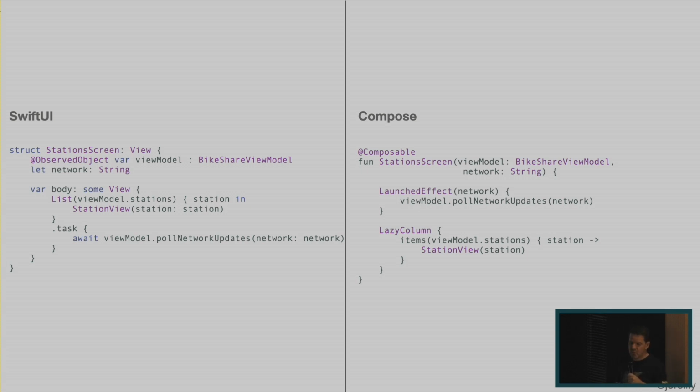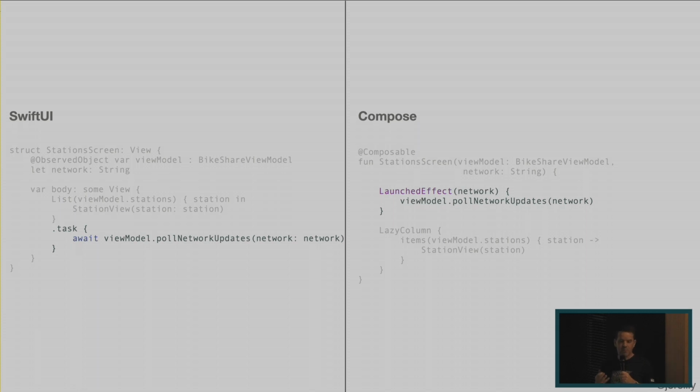And this is what some of the SwiftUI and Compose code looks like in this example. Again, we're using a Swift struct for SwiftUI and a Kotlin function for Compose, using List in one and LazyColumn in the other to iterate over the list of stations coming from our view model in both cases. We use the task view modifier in SwiftUI to invoke the pollNetworkUpdates async function, and use LaunchedEffect in Compose to effectively do the same thing on Android. And important again to note how these will automatically get cancelled when our view disappears, and that cancellation will get propagated to the shared code in both cases.